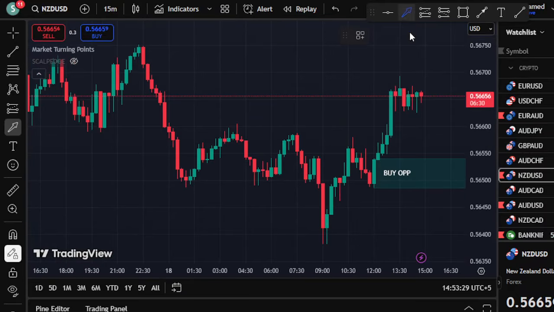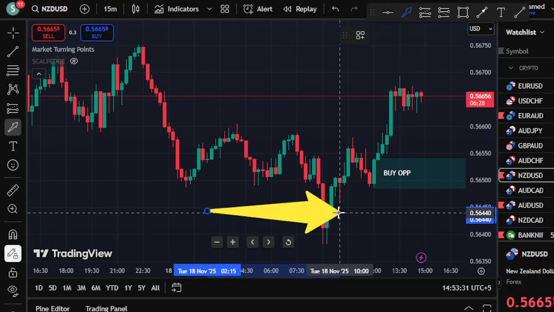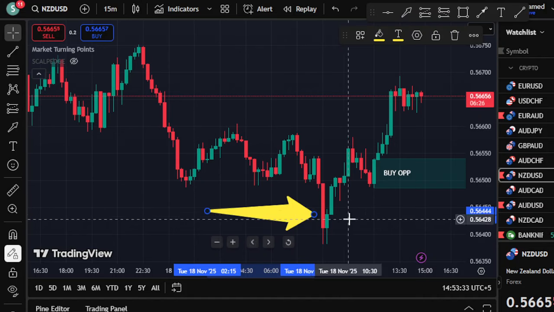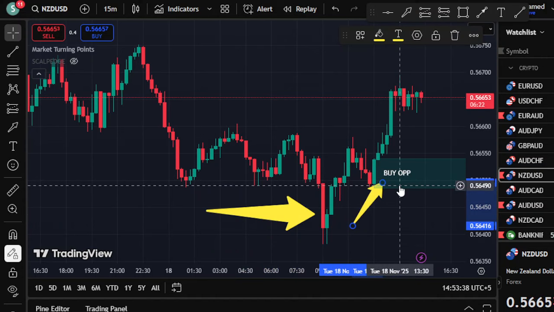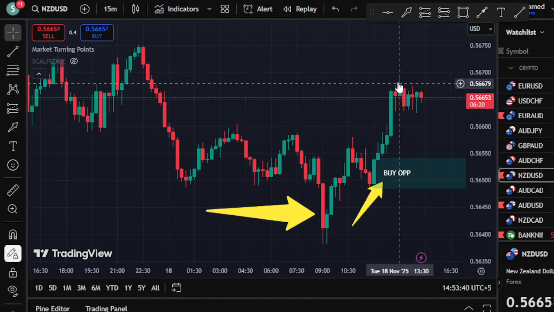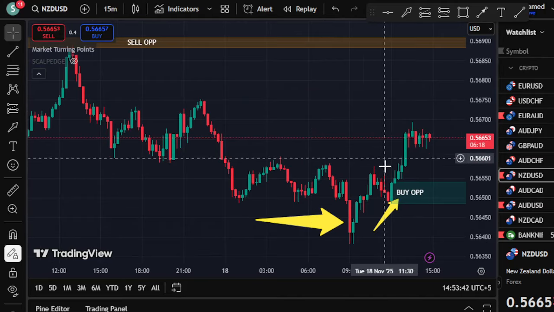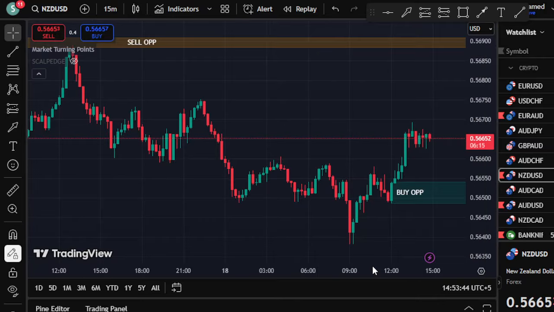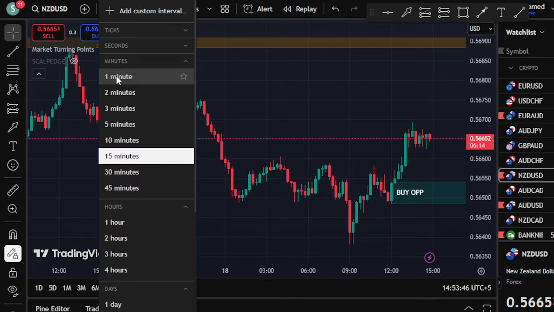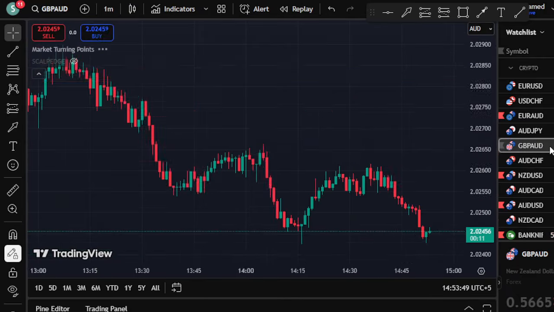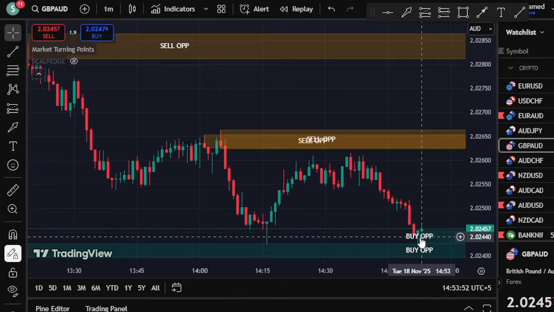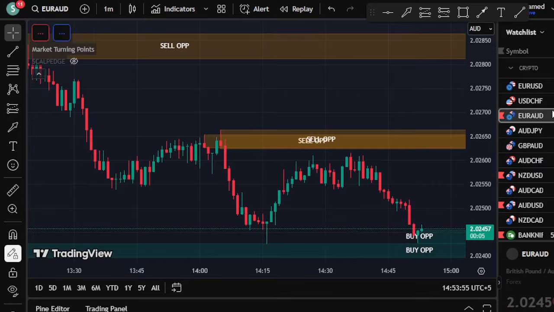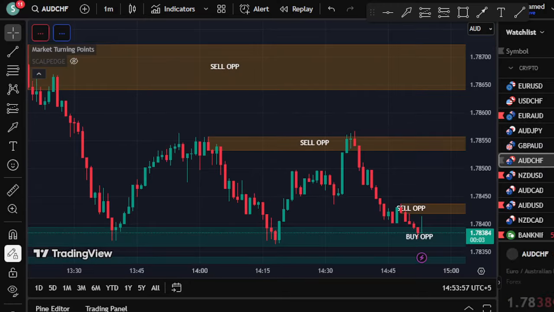So for example, just look at this one. There is a liquidity hunt over there, and after the liquidity hunt, what happened? The price made a buy opportunity on the Market Turning Points indicator, and then you can see a clear pullback in the opposite direction. Okay, so this is one of the perfect indicators that guides you in real time. Like you can see a real-time buy opportunity is coming, but on the second candle it gets fixed. Okay, and it also has some static levels as well.